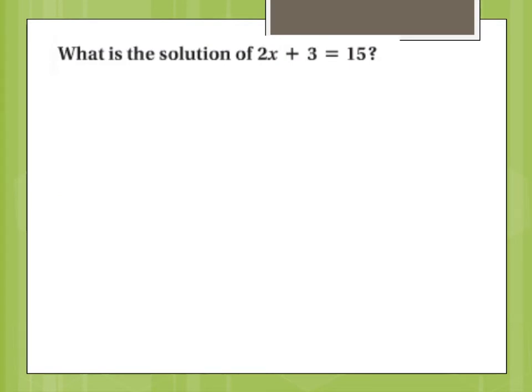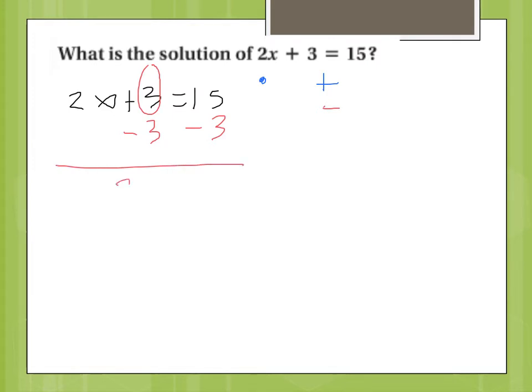First, I have to see what's the math here. I have both multiplying and I have adding. So then I have to think, what's the opposite of adding? Because you have to get rid of adding first, and that's subtracting. So I'm going to subtract on both sides. And since I want to get rid of this 3, I have to subtract 3. So on the left-hand side, I still have 2x, and on the right-hand side, I now have 12.